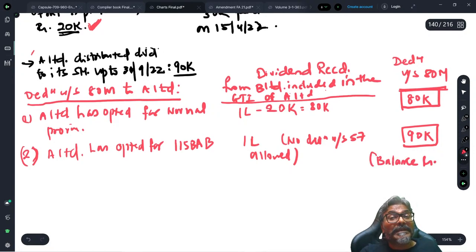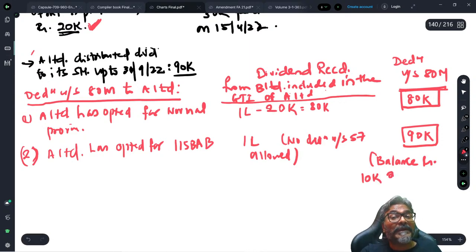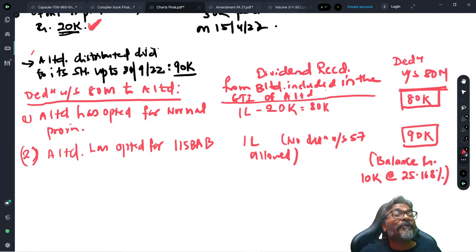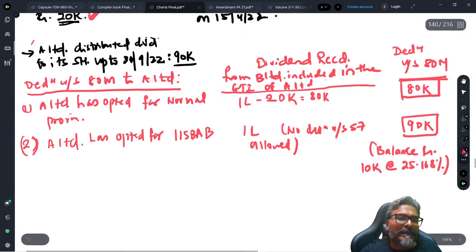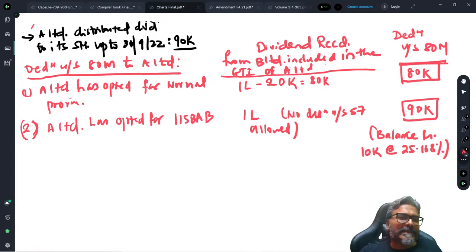The balance rupees 10,000 dividend, students, at what rate will it be taxable? It will be taxable at the rate of 25.168%. I am giving you what you are going to encounter in your examination. Dividend taxation. So the balance rupees 10,000 will be taxable at the rate of 25.168%. So this is how it has to be considered. That is the second one.